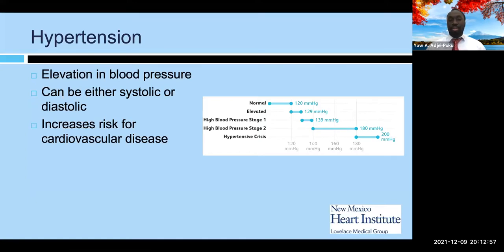Typically, systolic blood pressure is what we look at when we're talking about hypertension, but it's important to understand and think about that if the lower number, if the diastolic number is also high, that can be indicative of hypertension and may need to be treated or at least evaluated in some fashion.